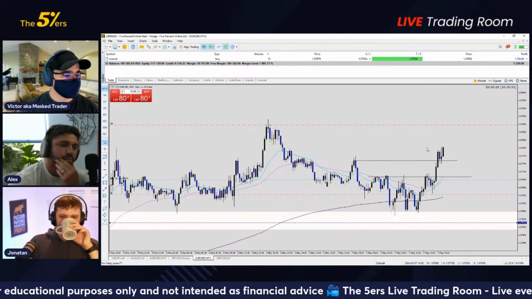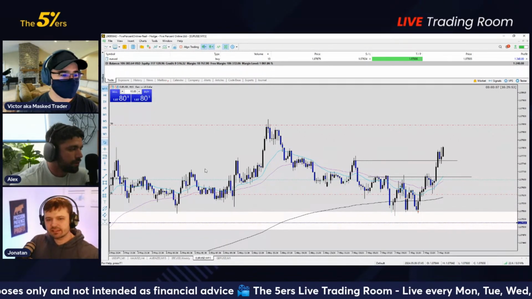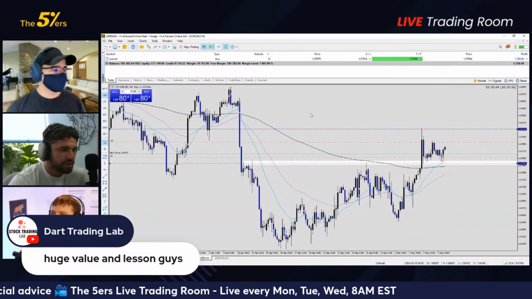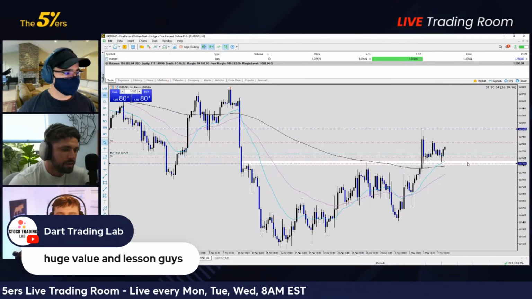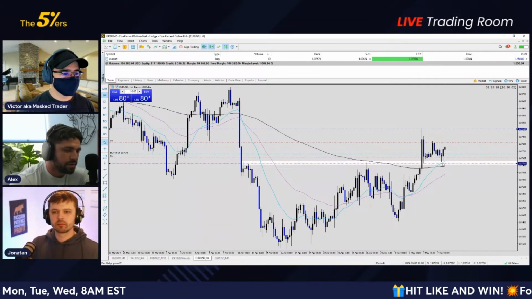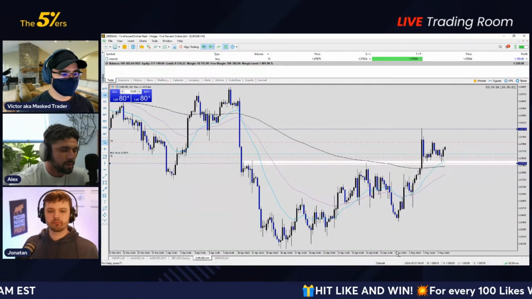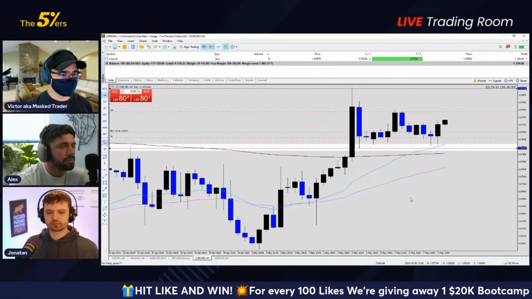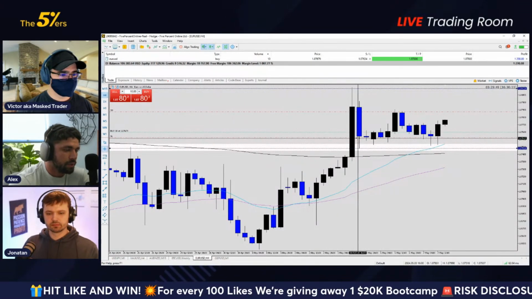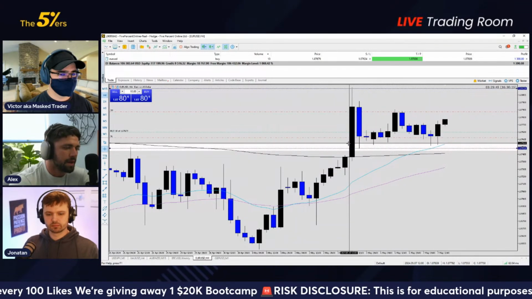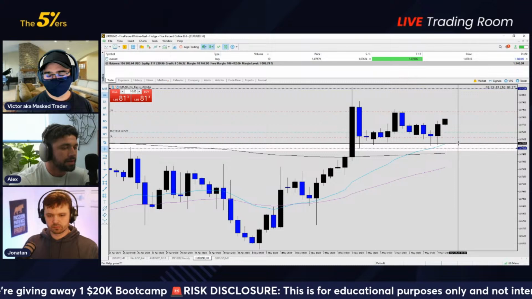On the 4 hour, obviously, we were talking about this break retest at the beginning of the stream. On the 4 hour, you've got the 21 EMA as support. You've also got this area of support and resistance, and you've got all of these wicks of candles, which is just highlighting to me there are buyers down in this area.